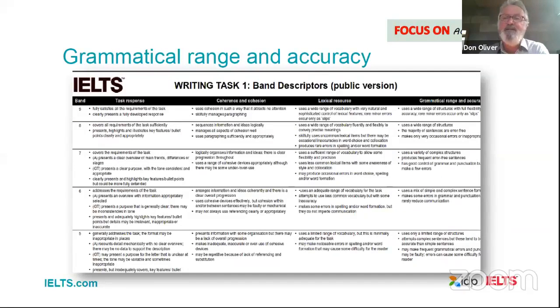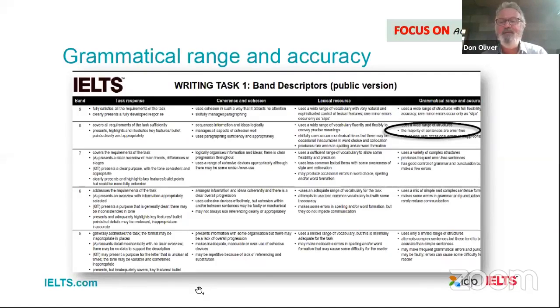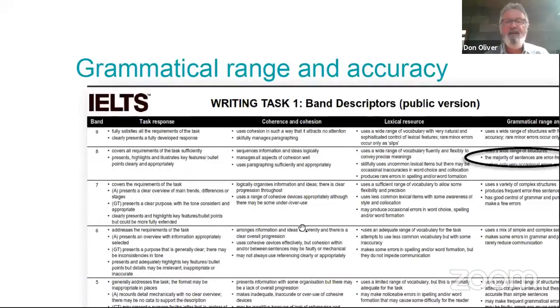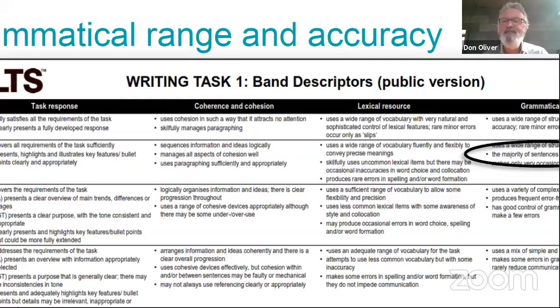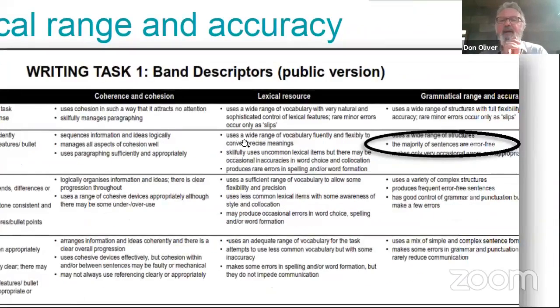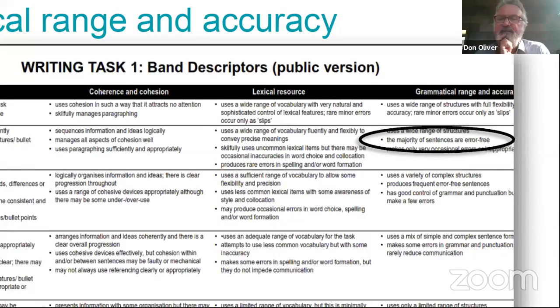So we come to the final assessment criterion, and that is grammatical range and accuracy. We've talked about the differences between those things like less common words and errors in lexical resource. But here we're looking at grammar, and we're looking at a similar sort of thing. We're looking at the frequency of errors, and at band 8, the majority of sentences are error-free. This is very important. If you have a problem with any grammatical point in English, fix it up, because you won't get your band 8 or 9 unless you do.